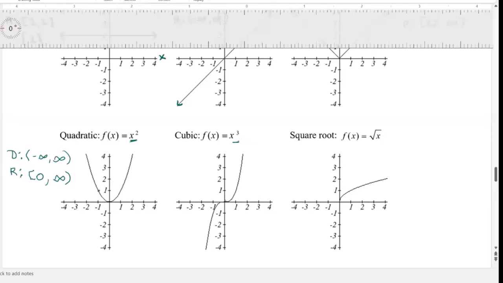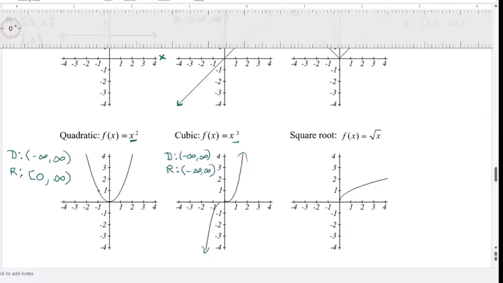So cubic function, domain, still no issue. So we're going from negative infinity to positive infinity. And my range is also negative infinity. Notice this is going on indefinitely in both directions. Negative infinity to positive infinity.